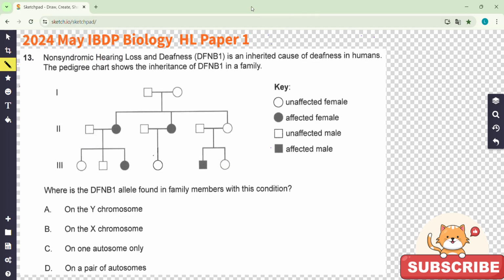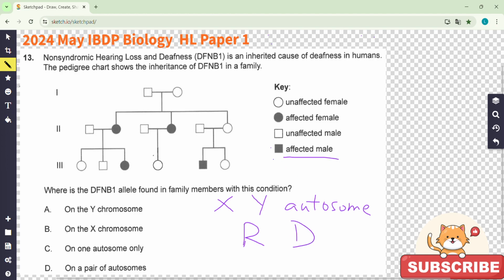Question 13 requires you to think about it for a long time because it's an elimination game. Okay, first of all, you have to decide whether it is an X chromosome, Y chromosome, or autosome. You have to eliminate two of them, and then you have to think about whether the affected gene is recessive or dominant. So first, look at this one.